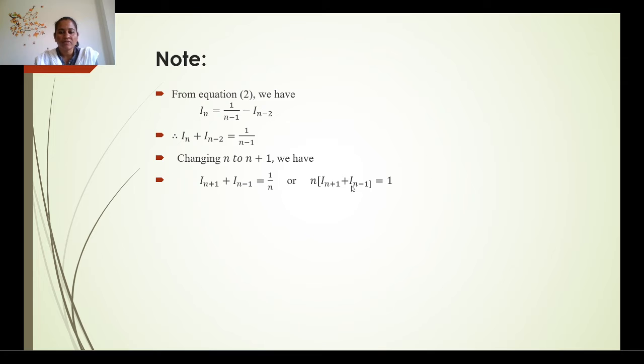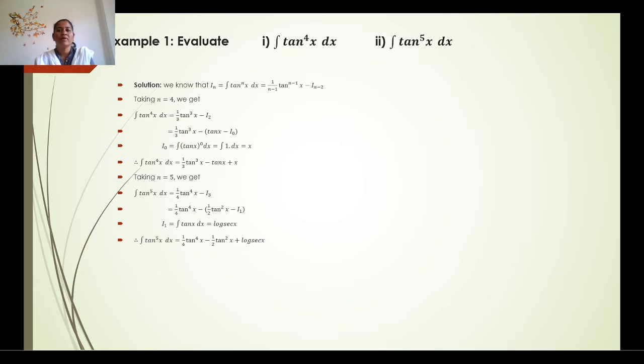This is also one of the formulas related to the reduction formula for the integral of tan to the power of n x dx. So this is the application of the reduction formula. In the first problem, we can observe that n is equal to 4. Here n is equal to 4, that means n is an even number. In the second problem, n is equal to 5, that is n is an odd number.